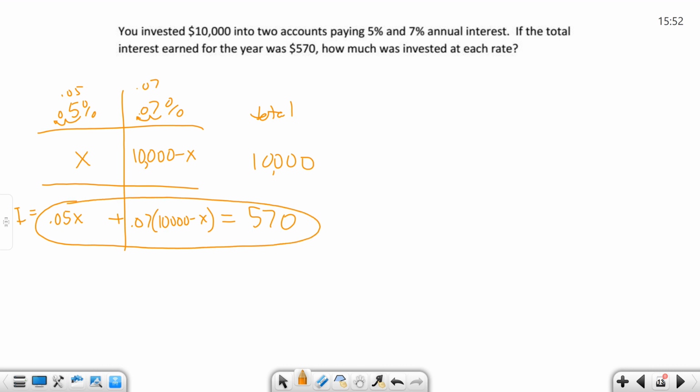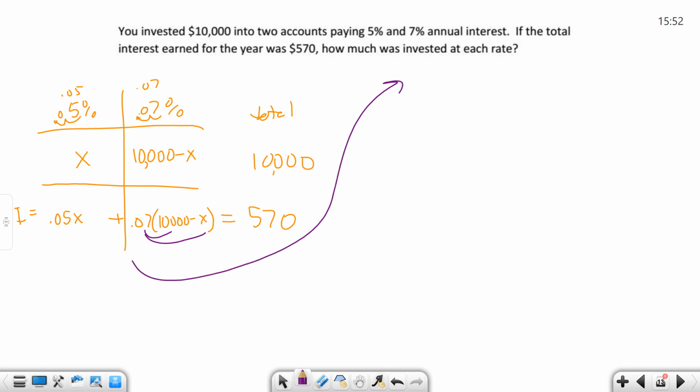0.05x, we're going to add it to 0.07 times (10,000 minus x) equals 570. That's my equation that I'm using here. So I'm going to distribute the 0.07 and bring this equation up here in some space I have. I have 0.05x plus 700 minus 0.07x equals 570, right? So 0.07 times negative x is negative 0.07x. I'm going to put these together. 0.05 minus 0.07 is negative 0.02x.